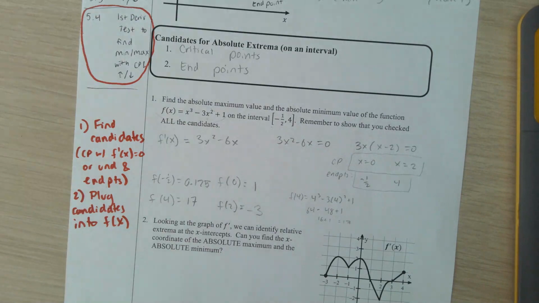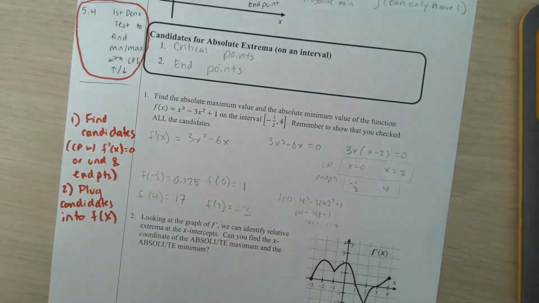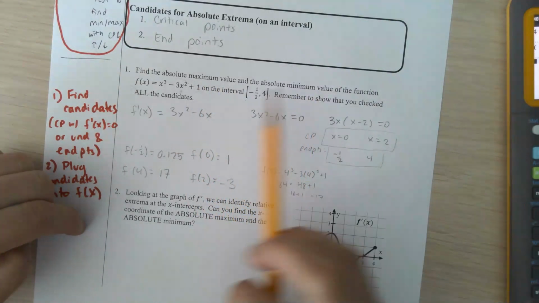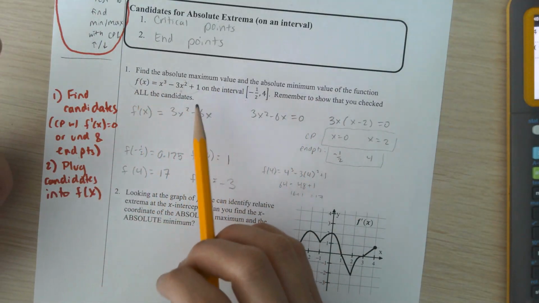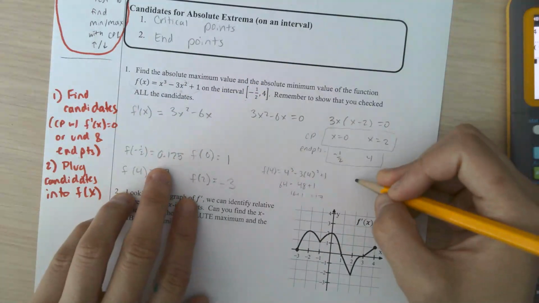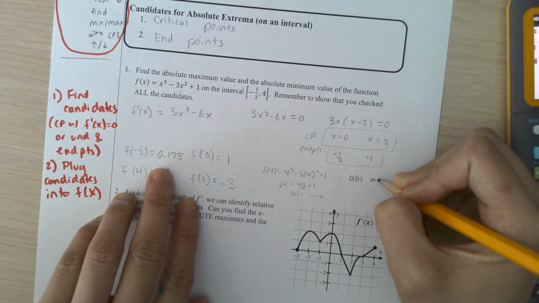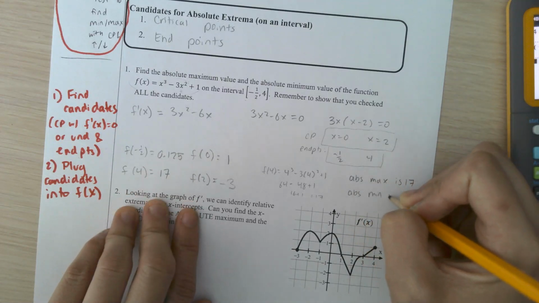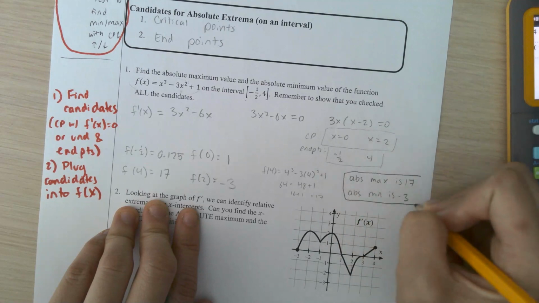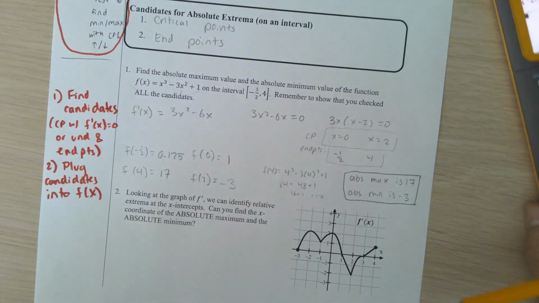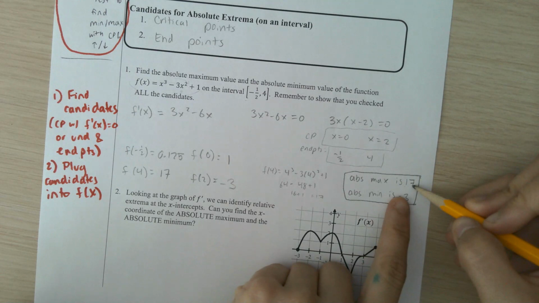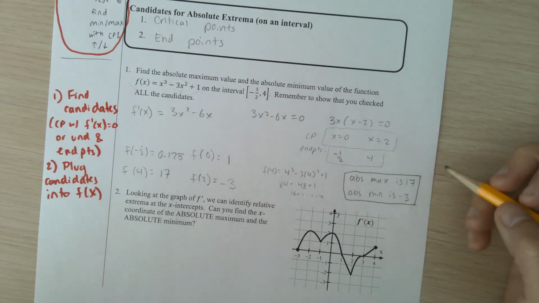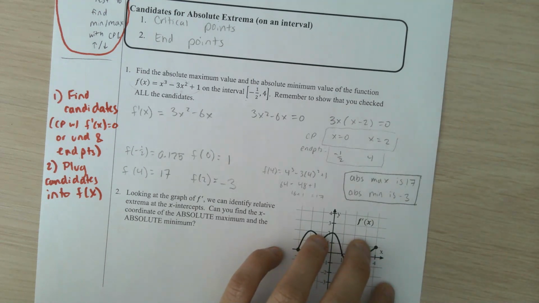Right? Okay, so we need to remember what we're trying to do. It says find the absolute maximum value and the absolute minimum. So it's not saying where, it's saying what, right? So I need the actual value. So my answer would be absolute max is 17 and absolute min is -3, right? It's not saying where. If it was saying where, then it would say at x equals 4 and at x equals 2, right? So just a little note here.